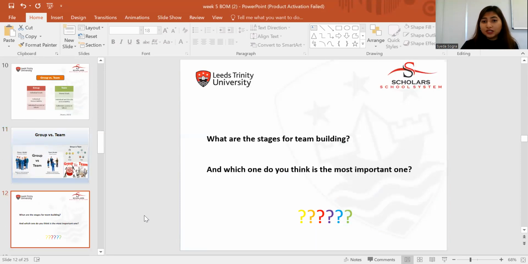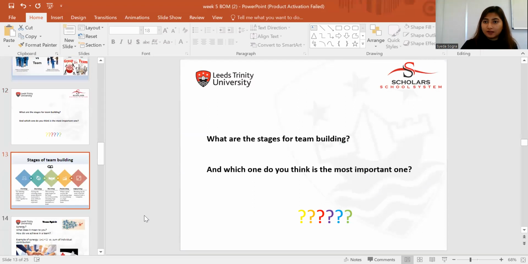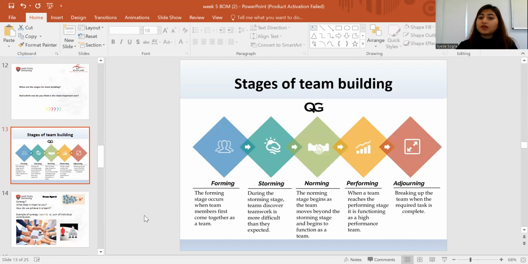So what are the stages of team building and which one do you think is the most important one? We're going to discuss in detail. There are 5 stages of forming a team, starting from forming, storming, norming, performing, and adjourning.